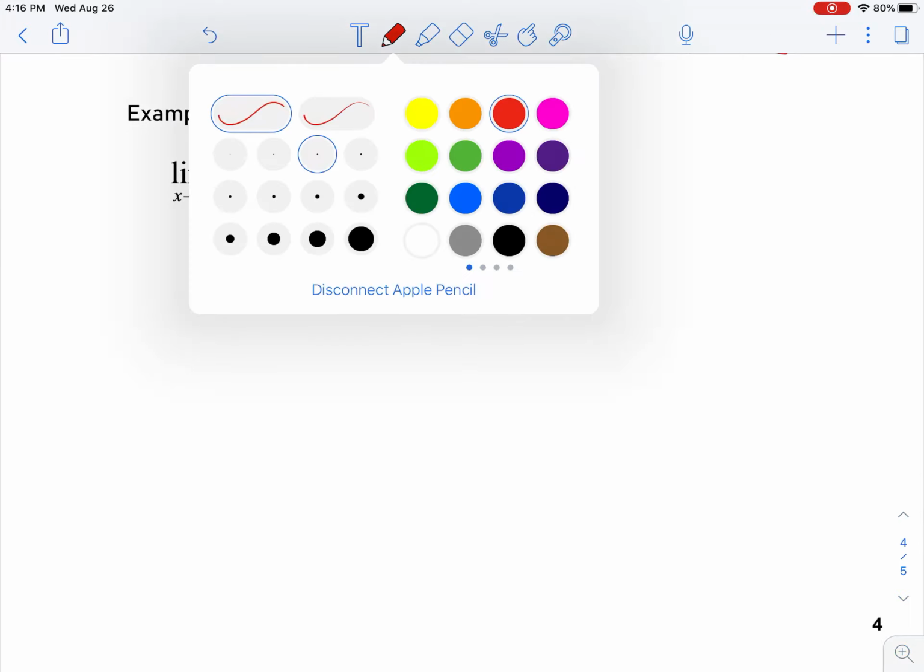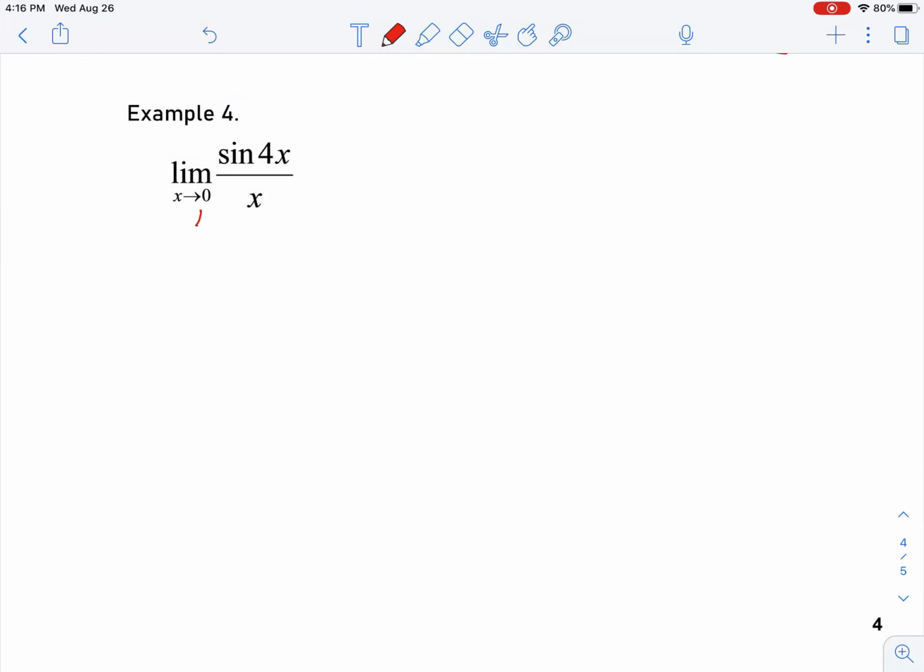This is our special case. How do we know it's our special case? What do we look for? We look for x approaching 0 and sine of something x over something x. So if this is a 1, this is that a over c special case. This is 4 over 1 or just 4.